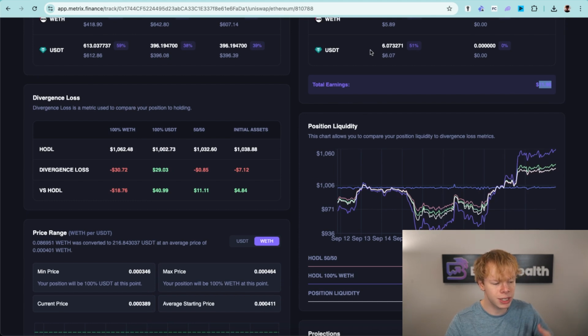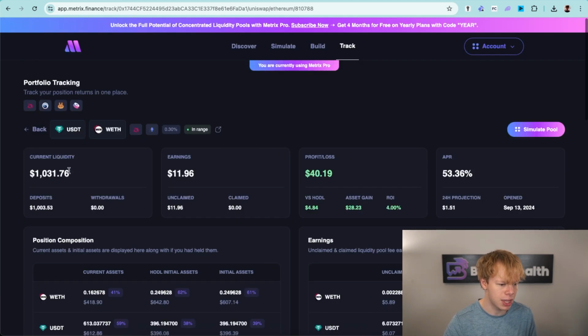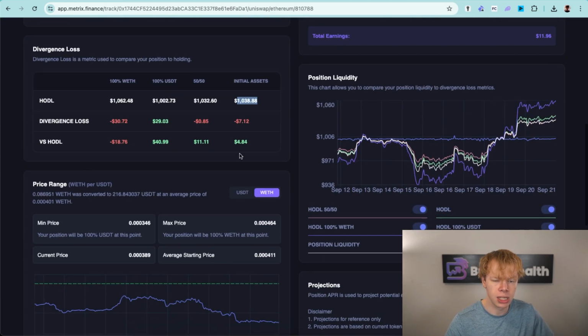a test position. When we take a look at the divergence loss metrics, you'll notice that we would have had $1,038 if we just held our initial assets, but we have $1,031 in the liquidity pool because of the shifting out of Ethereum into USDT. That creates $7 of divergence loss, which is $4.84 after HODL.